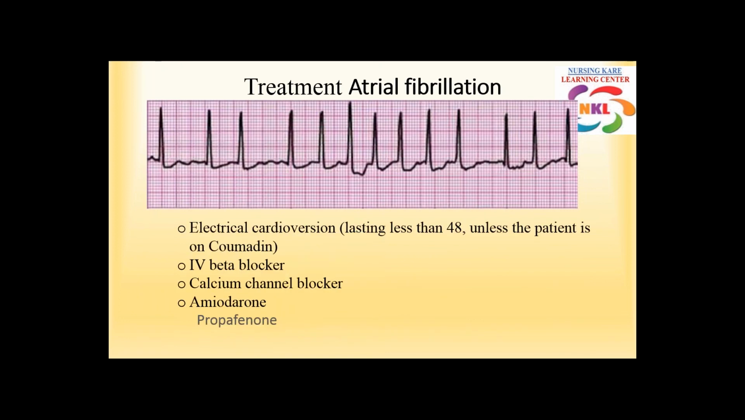Electrical cardioversion, lasting less than 48 hours unless the patient is on Coumadin. So one of the things that they do too, why do you think that Coumadin, or an anticoagulant, would be a treatment for a person who has AFib? They will also give amiodarone. They'll also give a calcium channel blocker. They also give even a beta blocker for an individual with AFib, and they will electrocardiovert them to change the rhythm of the heart.